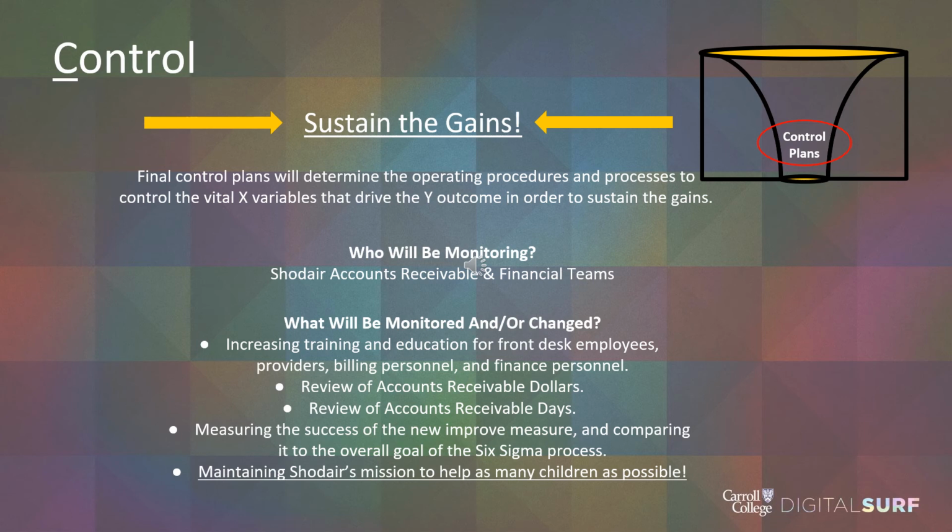These personnel will need to: 1. Increase training and education for front desk employees, 2. providers, meaning therapists, dietitians, doctors, speech pathologists, etc., and 3. billing personnel and finance personnel. They will also need to review AR days and dollars frequently to see if there are any changes happening, as well as measuring the success of the new improved measures and comparing it to the overall goal of the Six Sigma process, which was to reduce AR days. It is also important to note that all of this needs to be done within the scope of the mission of Shodair, which is to help as many children as possible.